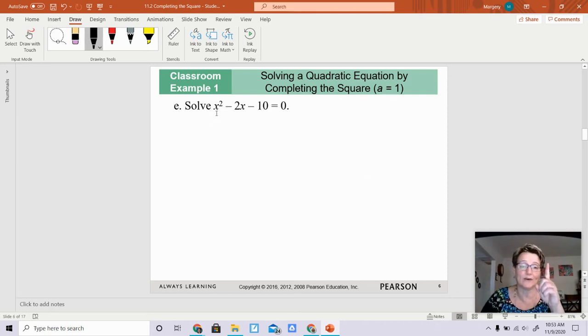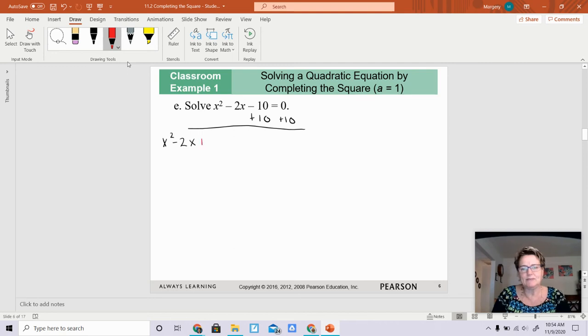It's 1x squared. Another thing, you guys, you must have the variables on one side and you must move the constant to the other side. So what I'm going to do now is add 10 to both sides. And the reason why is because I want to make a perfect square trinomial. So I'm going to write down what I have left here. And I'm going to do something a little different.